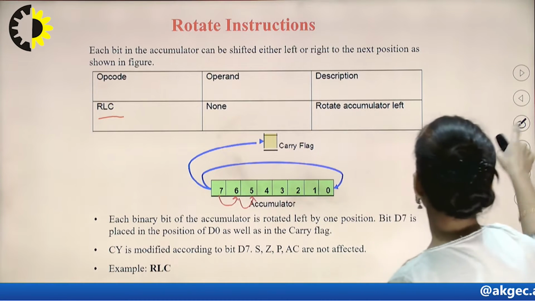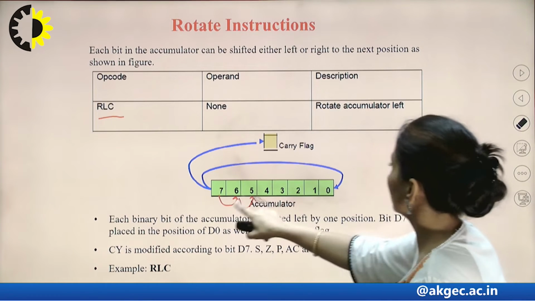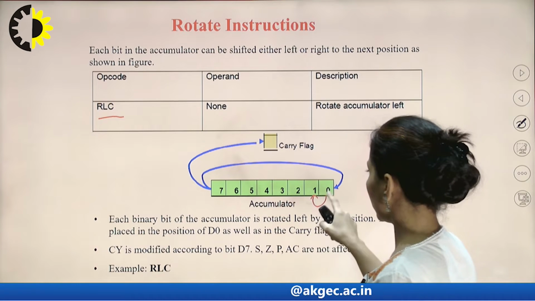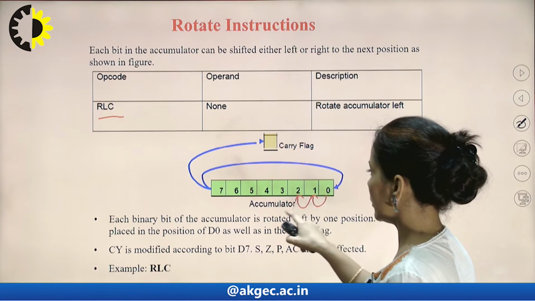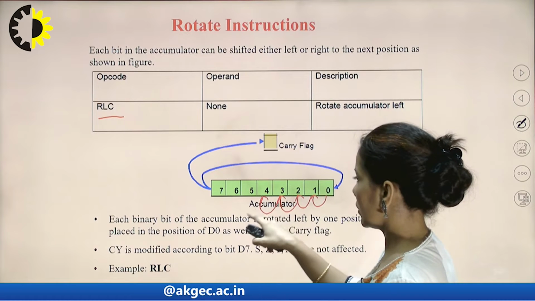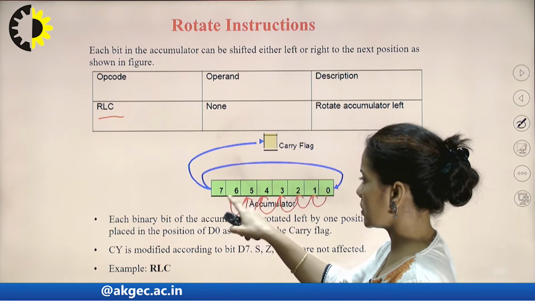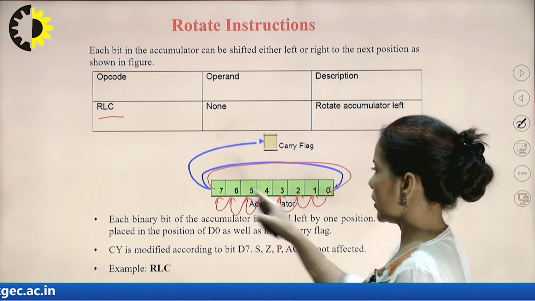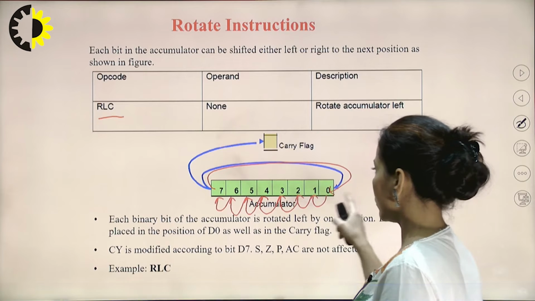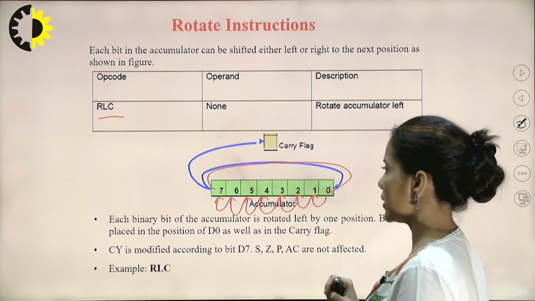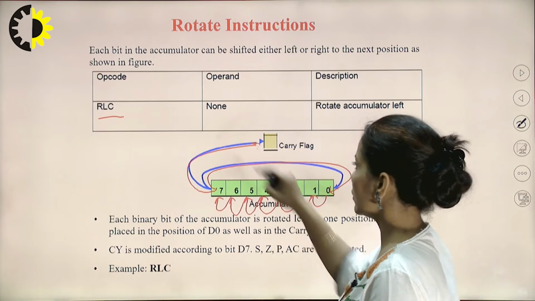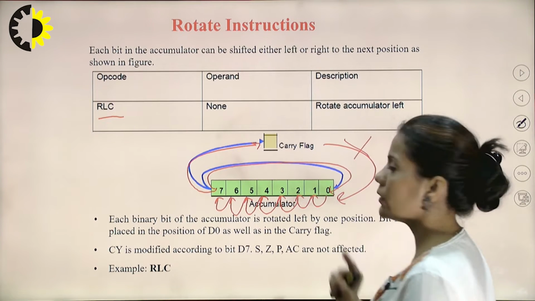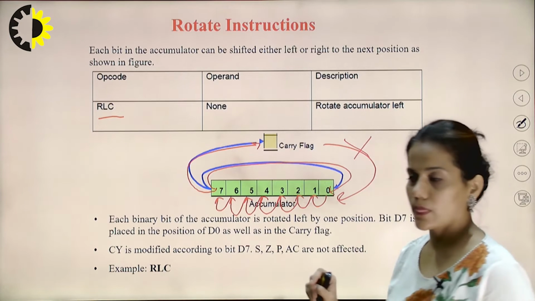In the rotate left instruction, how will it be rotated? This bit will be rotated here, this will be given here, this here, this here, and this here, and this bit will go into, that means the MSB will be rotated to the LSB, and it will be shifted to carry also, but carry will not be rotated. So carry will not be rotated in this case.